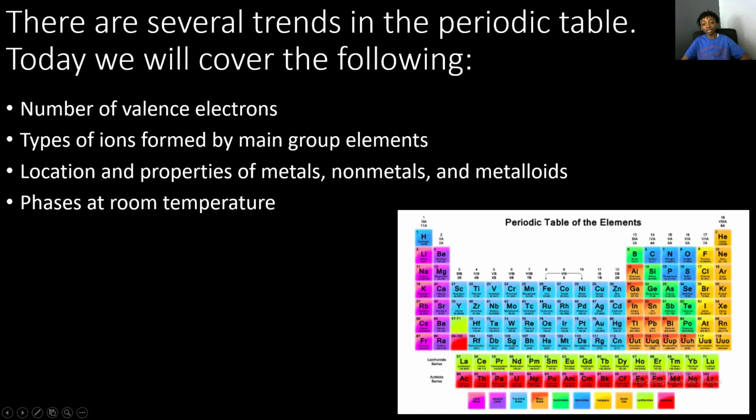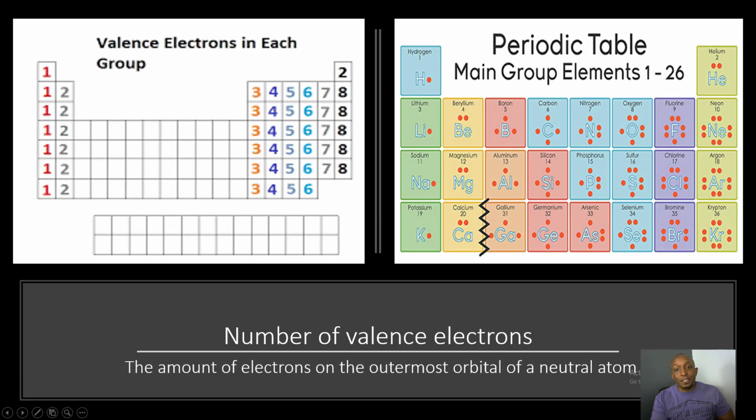There are several trends in the periodic table. Today we will cover the following: number of valence electrons, types of ions formed by main group elements, location and properties of metals, nonmetals, and metalloids, and also phases at room temperature. So let's go ahead and start off with number of valence electrons.